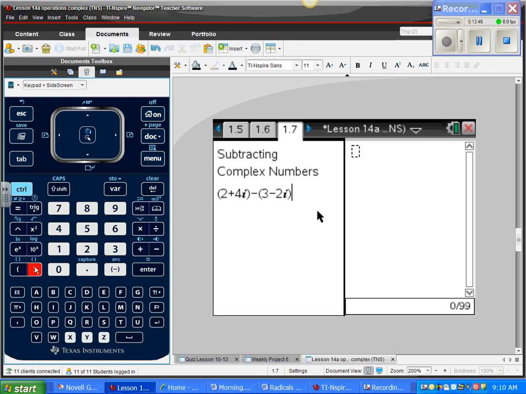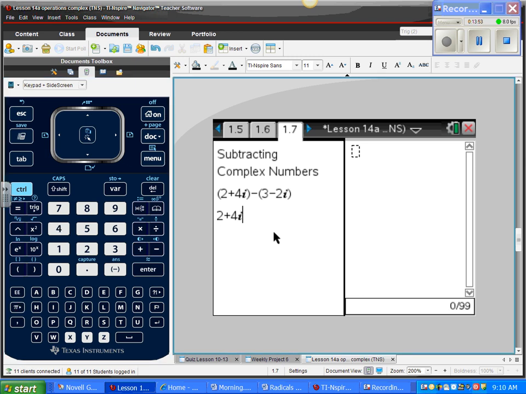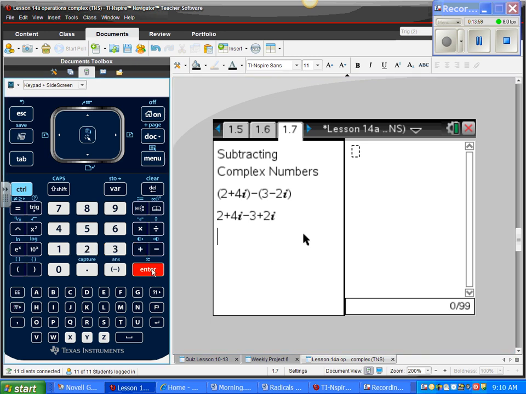We're subtracting here. So this is the same thing as 2 plus 4i, and then what? Minus 3 plus 2i. All right, got to change those signs. So once you do that, then you can add your like terms, which is going to give us what?